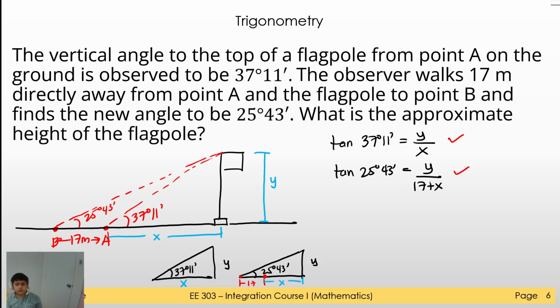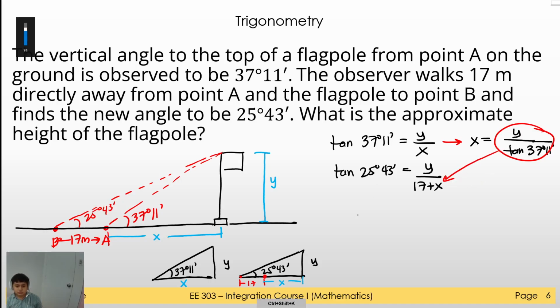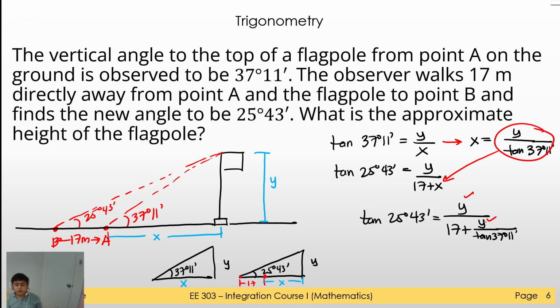If we have two equations with two unknowns, how do we solve this? We can solve by substitution. We can write the first one as X equals Y over tangent 37 degrees and 11 minutes, and substitute this into our second equation. So we have tangent 25 degrees, 43 minutes equals Y over 17 plus Y over tangent 37 degrees, 11 minutes. As we can see, we have only one variable in a single equation, so we can solve this directly through a function in our calculator, the shift solve.